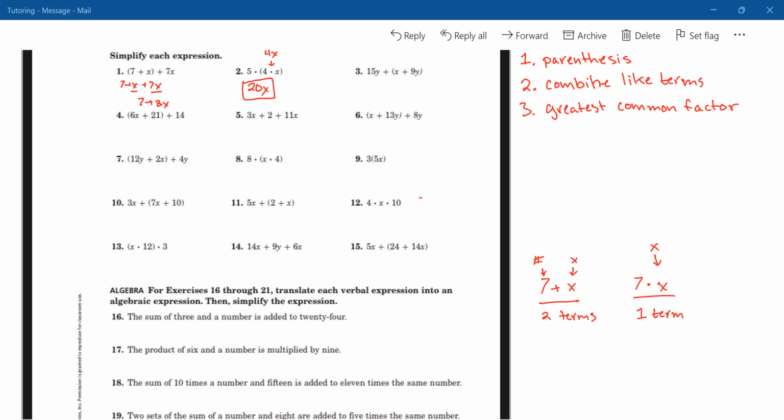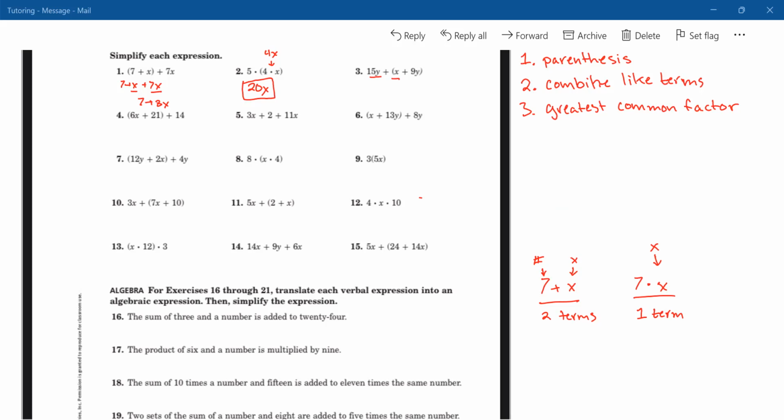The only thing that having an additional variable changes is that we have to remember we cannot combine a y variable with an x variable. And that is because we do not know if x and y are equal to the same number. x may be equal to 2 and y may be equal to 3.